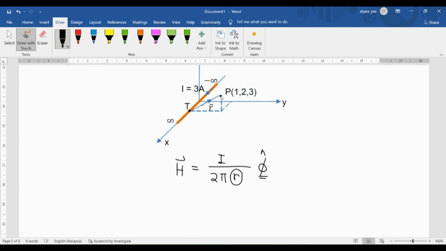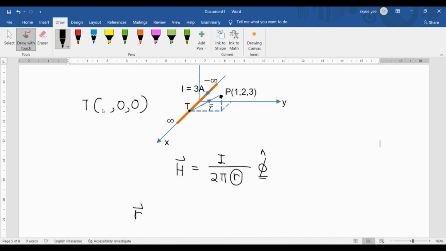So this is your observation point. You need to find out what is the vector R. You need to locate where is point T. And this point T, we are very sure that it is along the current filament, which is along the x-axis. So for the point T, the y value is equal to 0, and the z value is also equal to 0, right? All the points along the x-axis will have y equal to 0 and z equal to 0. So this is something we don't know.